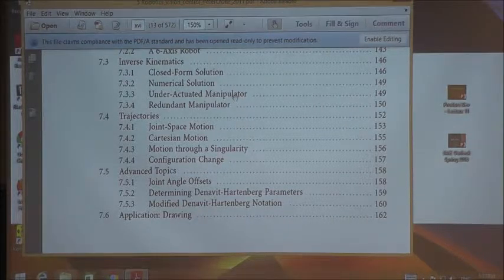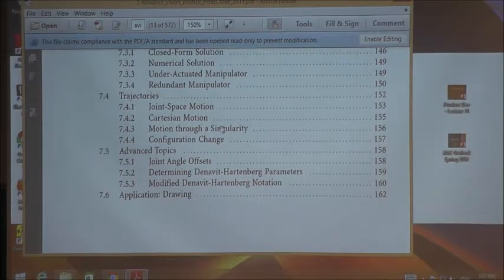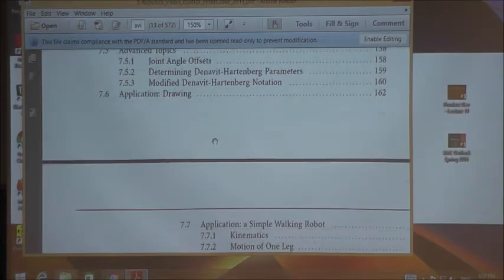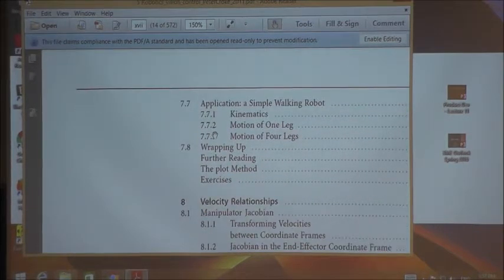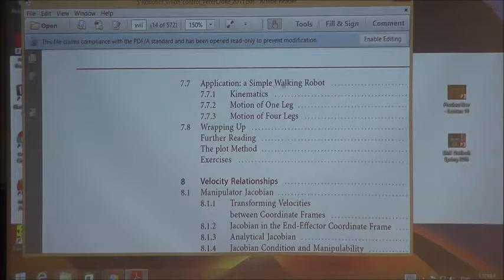An under-actuated manipulator is the opposite. You have a task which requires 6 degrees of freedom, but you only have 4. So you're not going to be able to do it. We are not going to be concerned about walking robots because we haven't covered them.